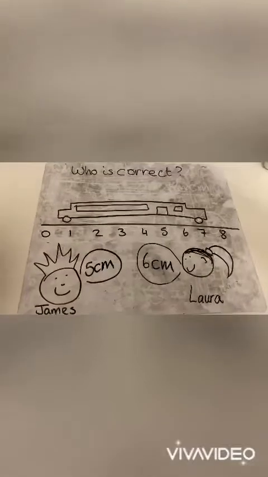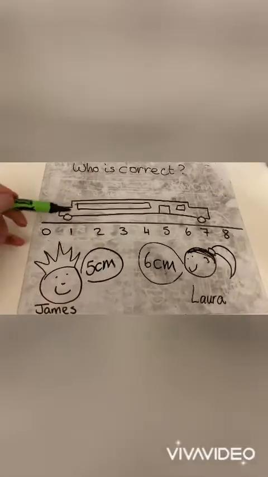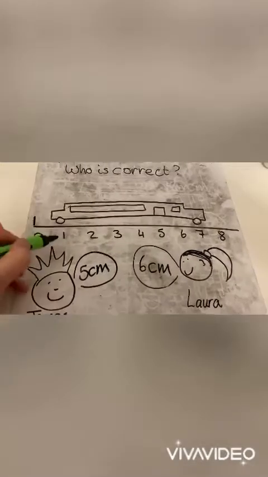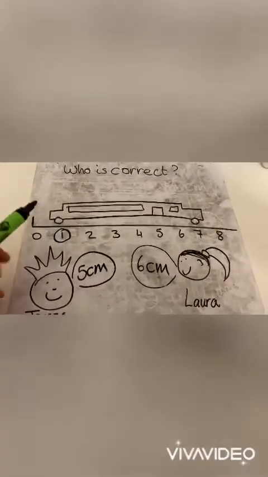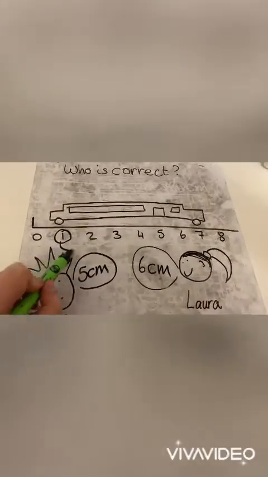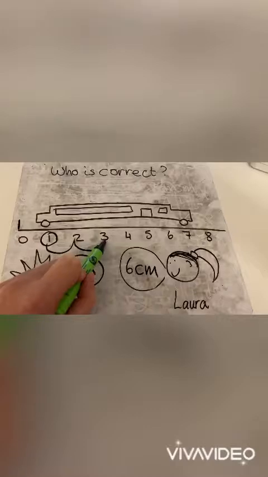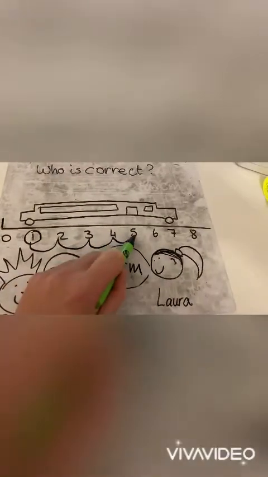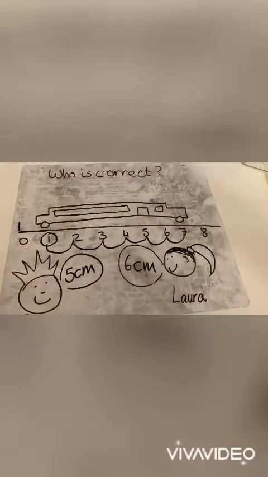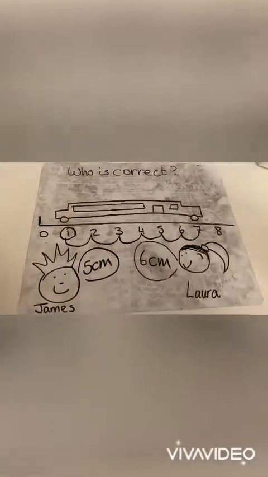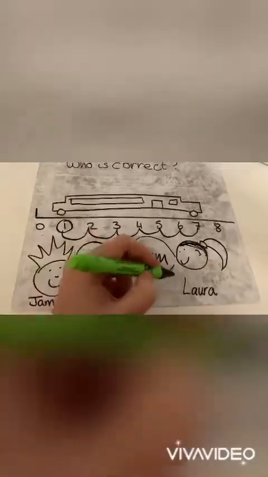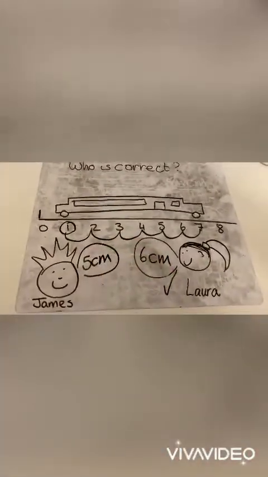Let's find out. Now, remember, our limousine is not starting at our 0. It's starting at the number 1. So we're going to start from this number and jump up. So we jump once, 2, 3, 4, 5, 6. So who would be right then, boys and girls? Would it be James or Laura? That's right, it would be Laura. Well done, Laura.